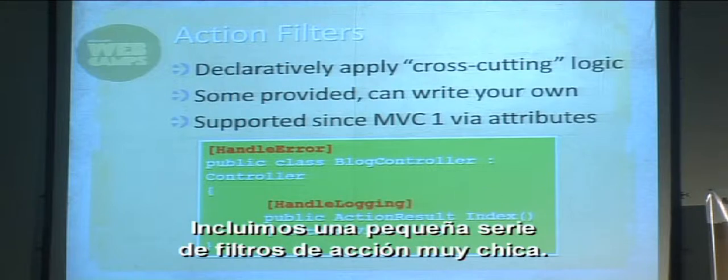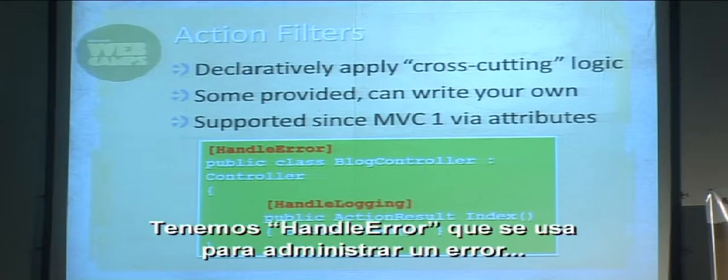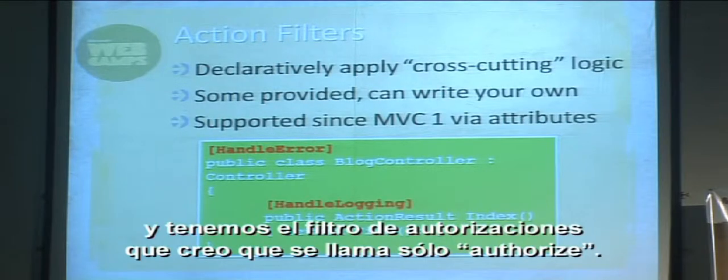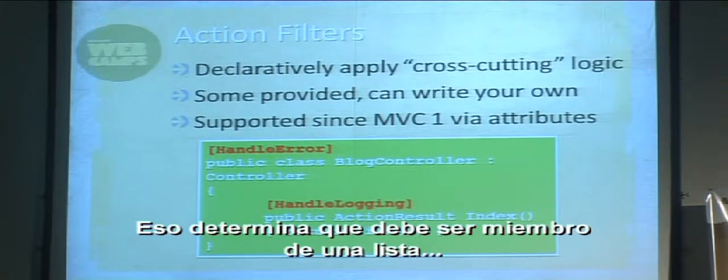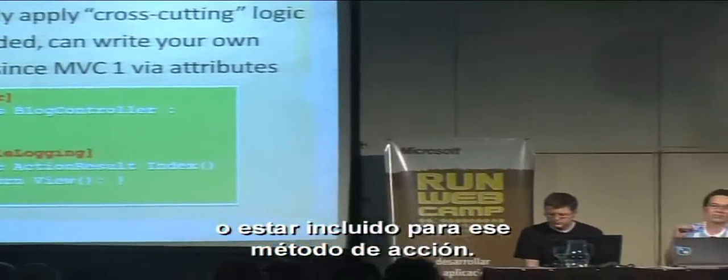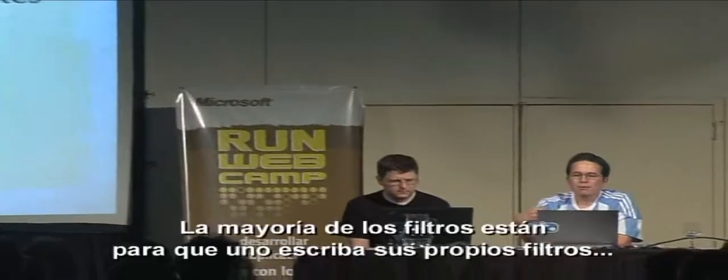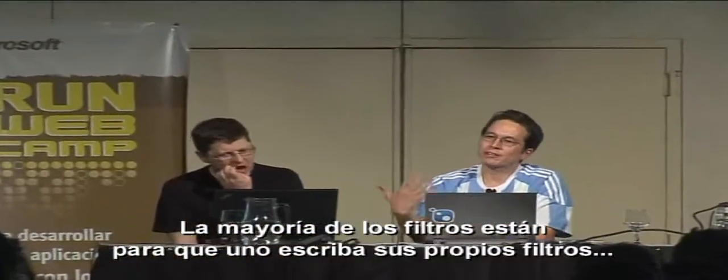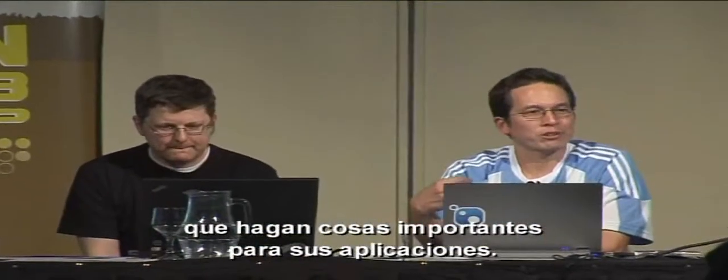Now, we include a small set of action filters, a very small set. We have handle error, which is used to handle an error. And we also have the authorization filter, which I think is just called authorize. That determines that the user must be a member of a role or must be authenticated to call that action method. But for the most part, filters are there for you to write your own filters that do things that are important to your application.